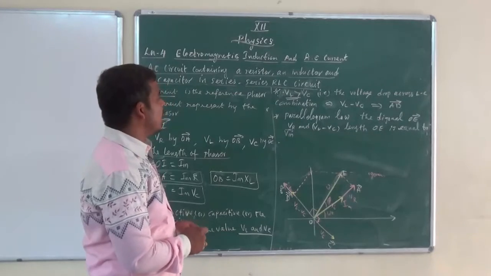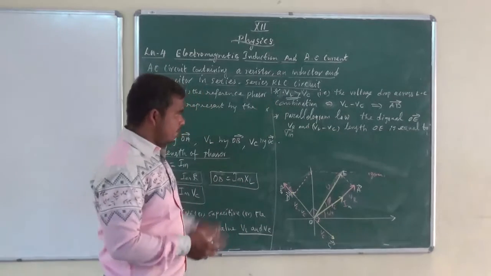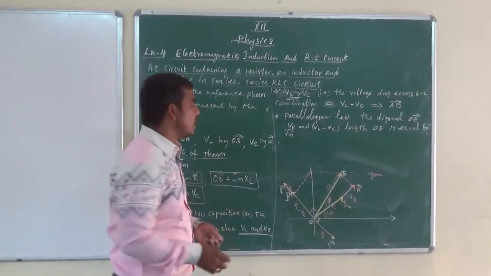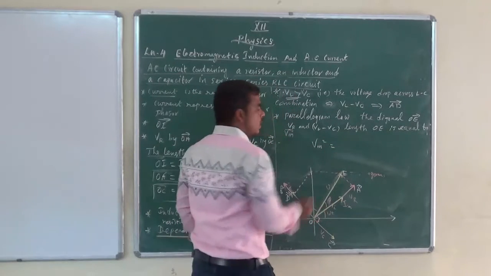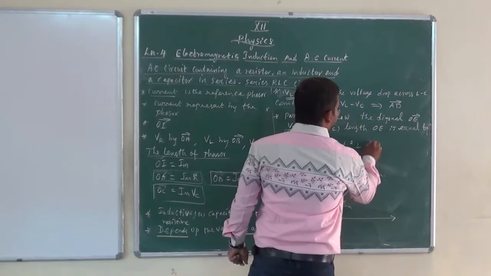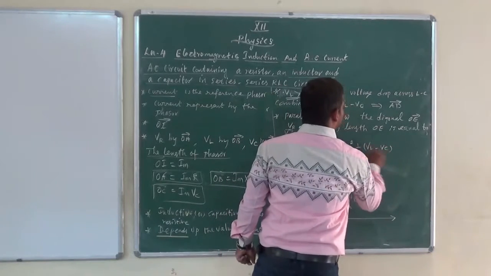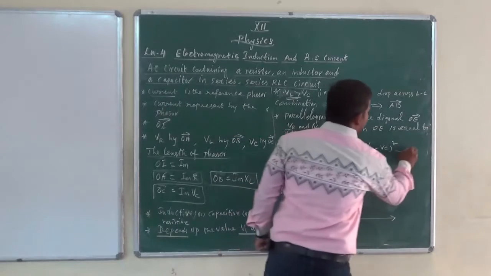Okay. Use this to derive the equation. So VM square equals VR square plus (VL minus VC) the whole square. Consider this as equation number 2.